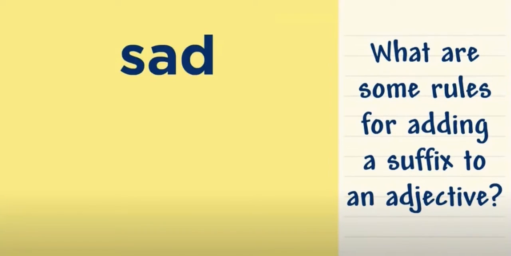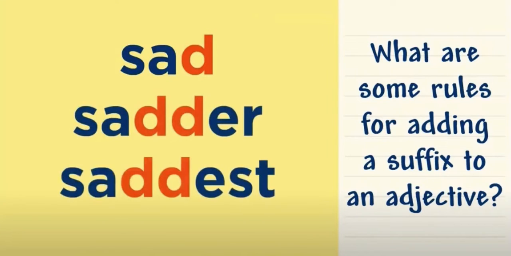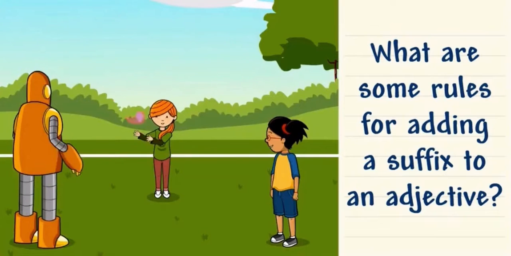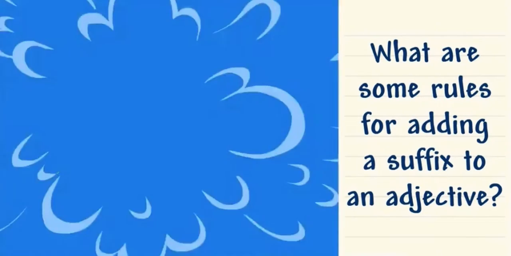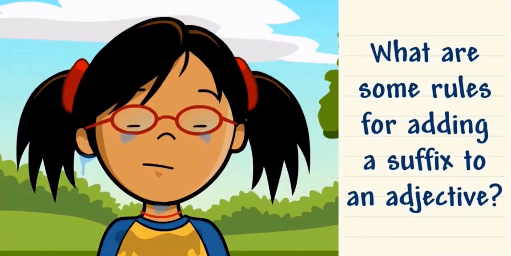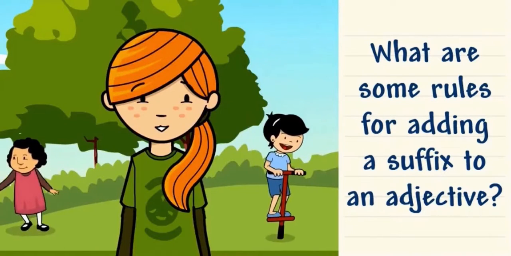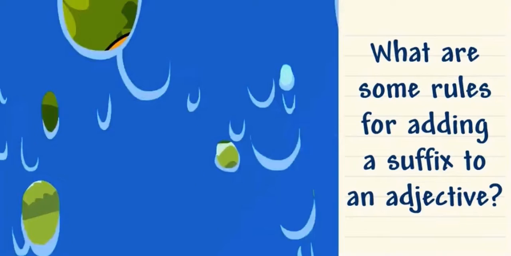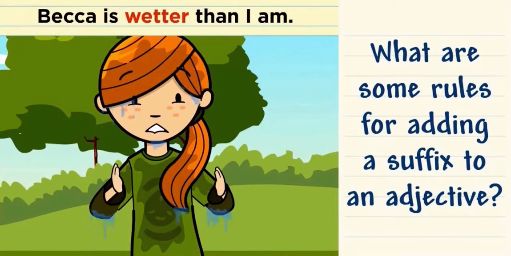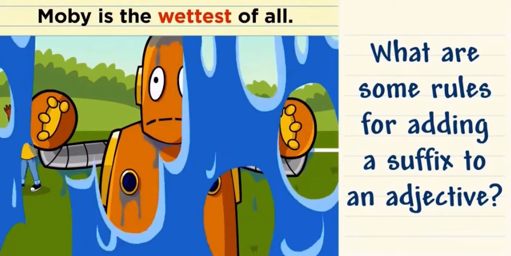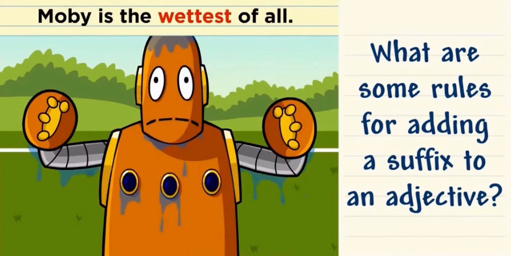When an adjective ends in a consonant, you should double the consonant before adding the suffix. I'm all wet. The word wet ends in a consonant, so you have to double the consonant and then add the suffix. Becca is wetter than I am. Moby is the wettest of all.